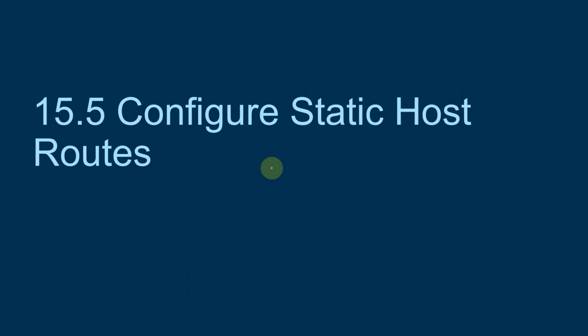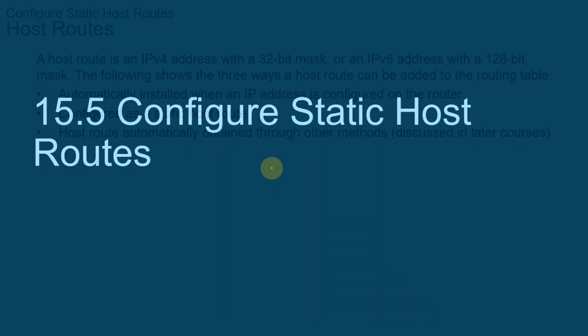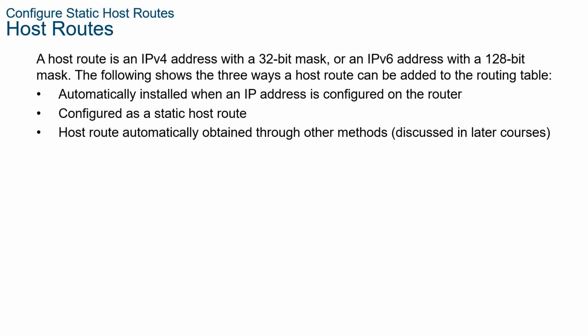So the next section would be configure static host routes. This topic shows how to configure an IPv4 and IPv6 static route or host route, and when to use them. A host route is an IPv4 address with a 32-bit mask, or an IPv6 address with a 128-bit mask.